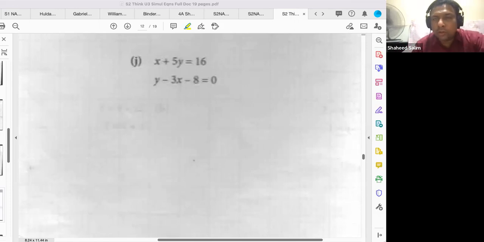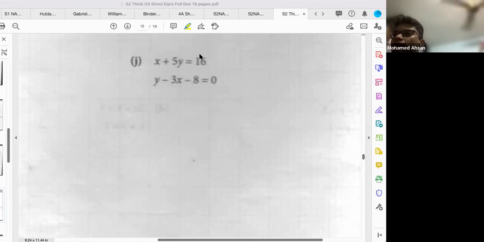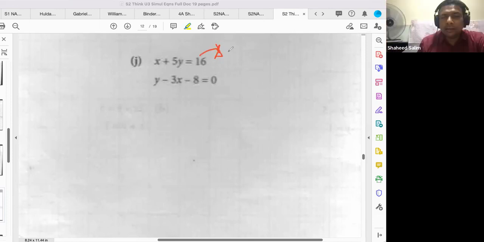I will start to go. That means I will start to play around with the equation. I'm going to bring the 5y over there. X equals 16 minus 5y.